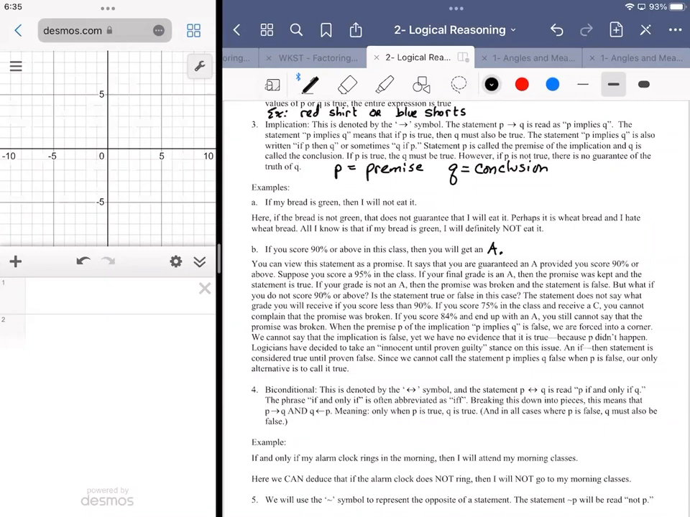We know what will happen if the bread is green. We don't know what's going to happen under any other circumstance. Right. So that's where the implication gets tricky. Because if you're given a premise and you satisfy that premise, then that's the obvious answer. So if I tell you that if the bread is green, then I will not eat it, that's the promise I'm making.